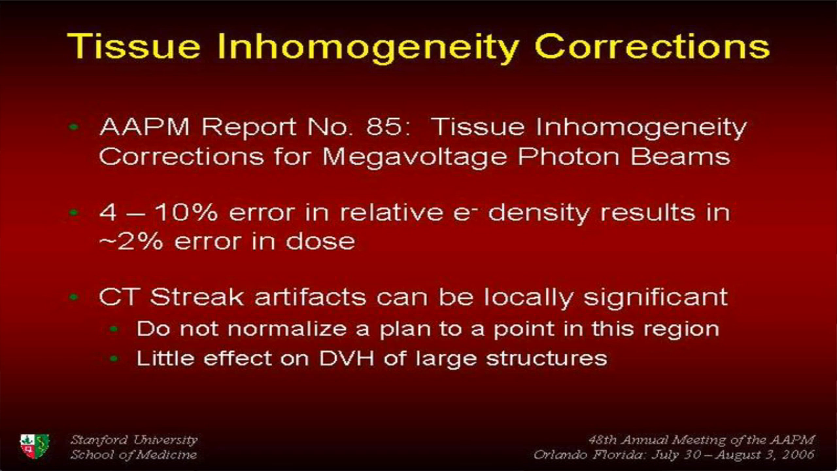Streaking artifacts certainly change the dose distribution in the region of the artifact, but typically don't affect the dose volume histograms very much. So typically we ignore these. The only time I don't ignore these, and I'll actually contour streaking artifacts and remove the density and set it to water, is if the target is very small and just centered in the region of the streaking artifacts. Otherwise, I typically just proceed without doing anything special for the streaking artifacts.